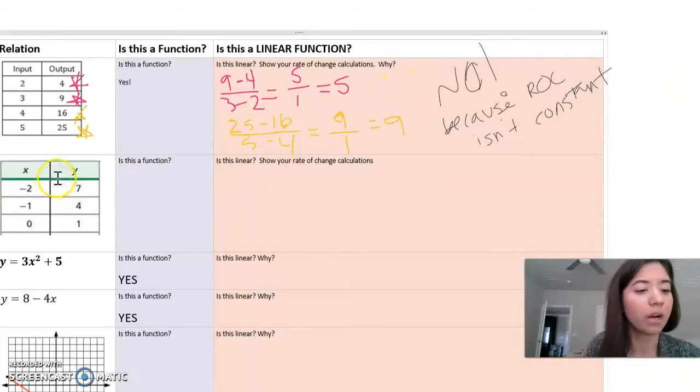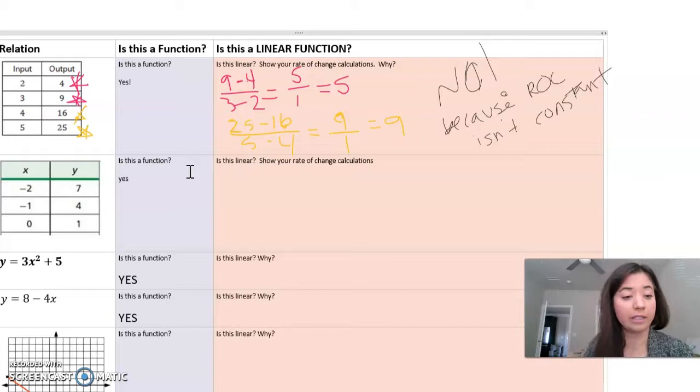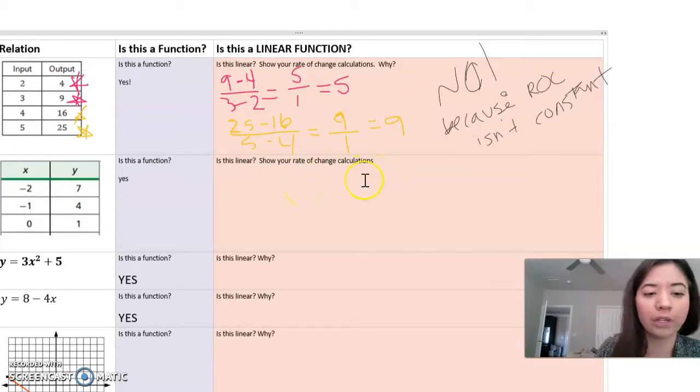Okay. We have this one, -2, -1, 0. Is this a function? What do you think? Yes, it is. And then now, is this linear? Show your rate of change calculations.